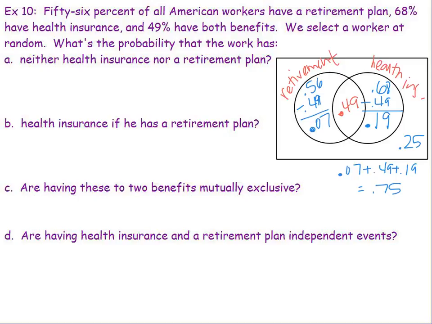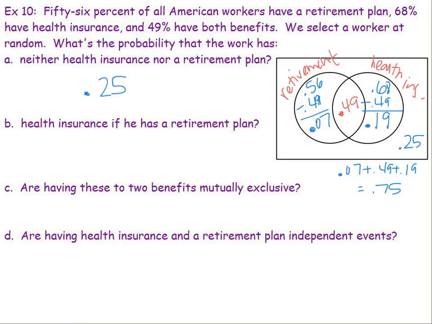All right, so we have everything now. So let's start looking at our questions. The first question is, what's the probability that the worker has neither health insurance nor a retirement plan? So this is neither of the circles. This is the leftovers, which was 0.25. And that's all there was to that question.